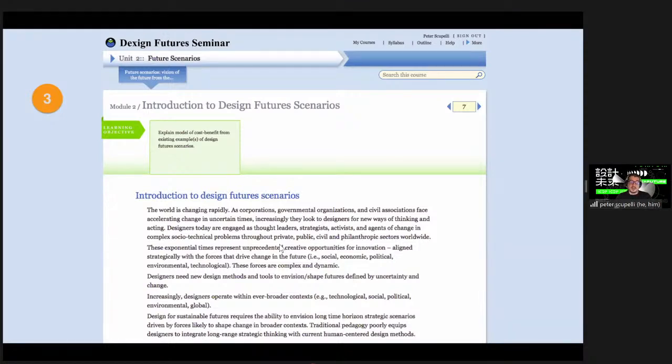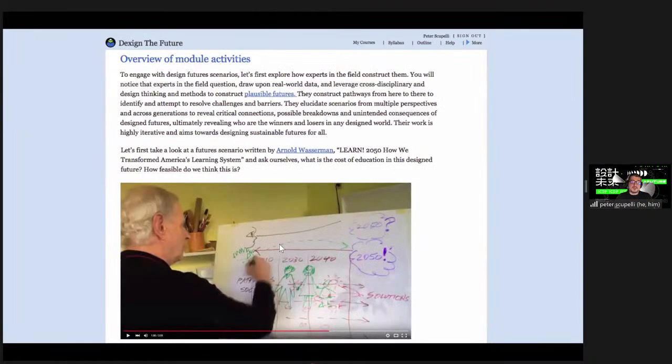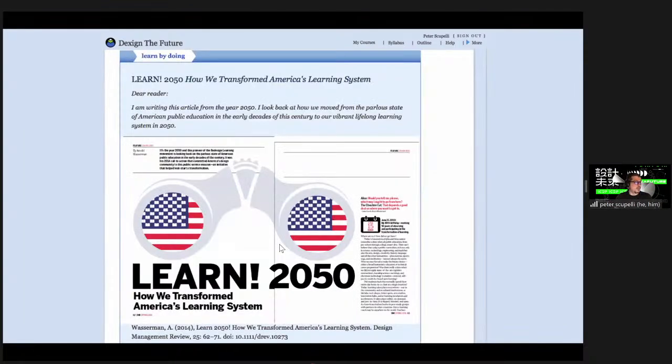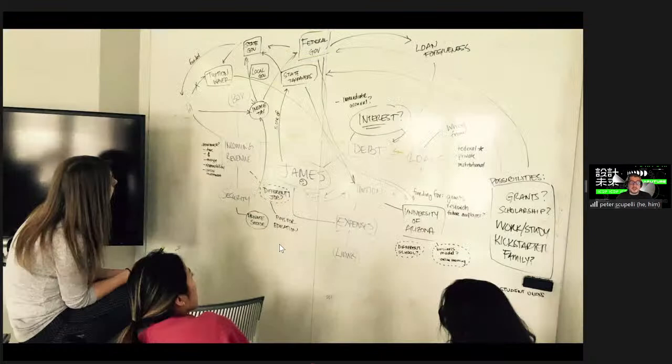In the seminar, there was an online component where students learned the content through interactive questions and watching videos, and they'd get feedback in real time. Then we came together to do workshops. They studied Learn 2050, which was a scenario of the future of learning in the United States, developed by Arnold Wasserman. Here you see students in a workshop trying to understand how university education might become free in the United States in the year 2050.